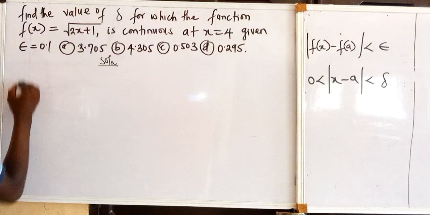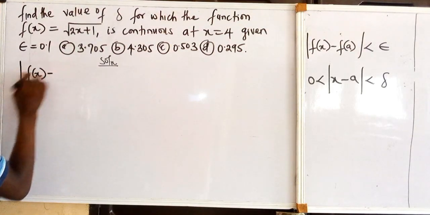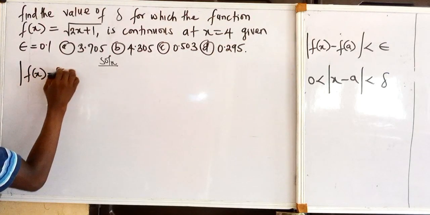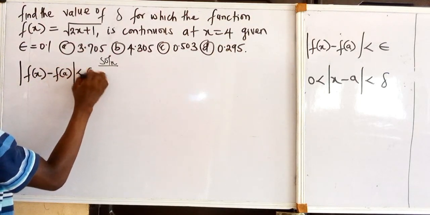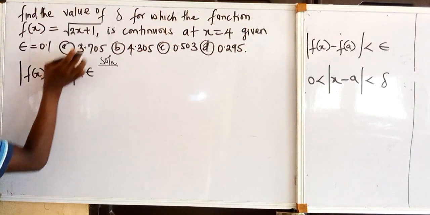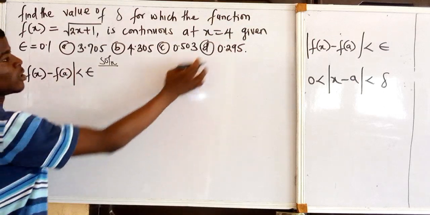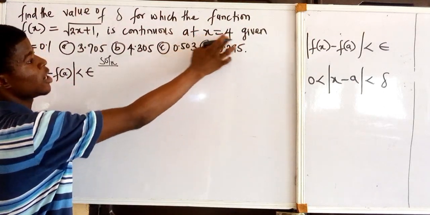Now, I'm going to make sure the first guy, that's f of x, the modulus of f of x minus f of a, is less than epsilon. Take note, f of a here is the limit of f of x. In this case, a here will be equal to x, and that is equal to 4.